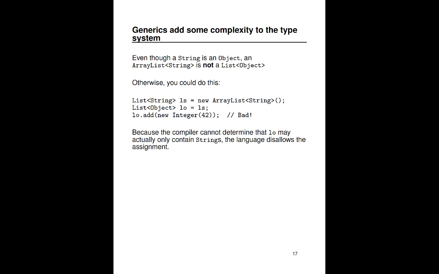So let's say I've got a list of strings there in the ls variable, and if I could assign it to a list of objects, LO, the compiler would let me say, well, okay, this is a list of objects. You can add any object to it. And now I can add a new integer object to the list of objects. But if you look at what it really refers to, it's supposed to be a list of strings. So the compiler does not allow you to do that second line, which is the assignment of a list of strings to a list of objects.